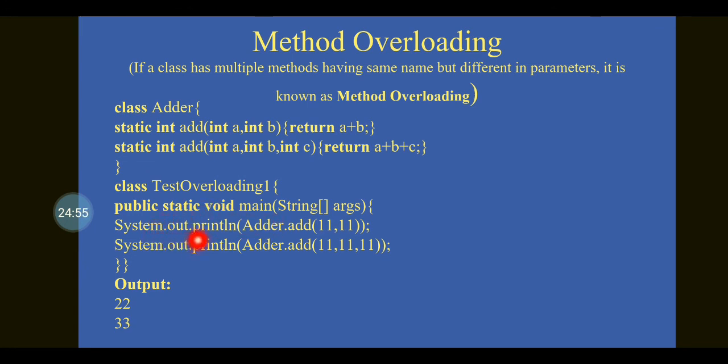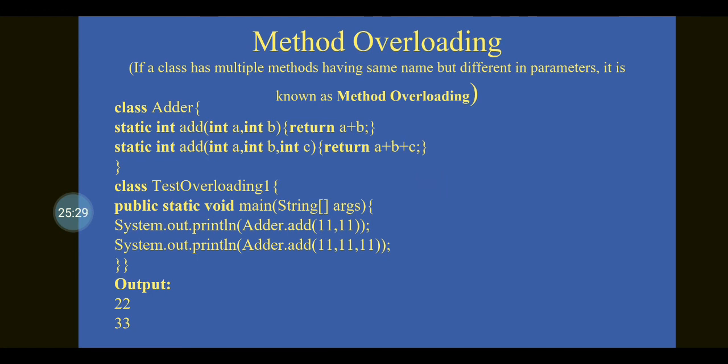And in the next class, that is TestOverloading, let us have a main method, and then let us call this add method. As it is static, we can call the method without an object, so with the help of its class we can call Adder.add(11, 11). So it will call the first method, so 11 plus 11, 22 will be the output. And in the next case, 11, 11, 11, it will call the next method, and the value 33 will be the output.